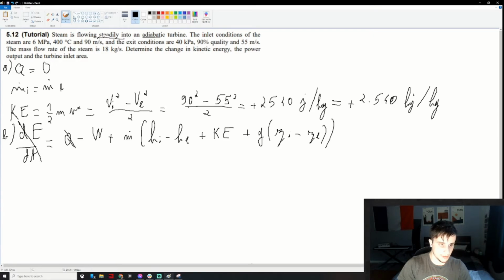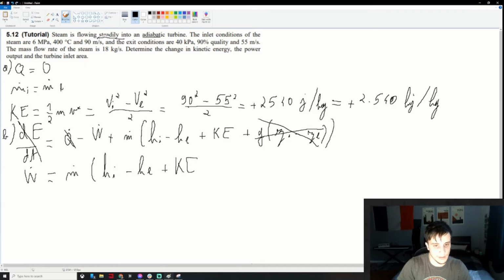Okay, so what do we cancel? dE/dt as per usual. Q, we cancel it. We're trying to find the power output, and that's our big W dot. We can't remove HI minus HE, there's a change in enthalpy, and there's a change in kinetic energy. There's no change in altitude, so we can remove that. And like a lot of the exercises, we are left with this, plus KE.